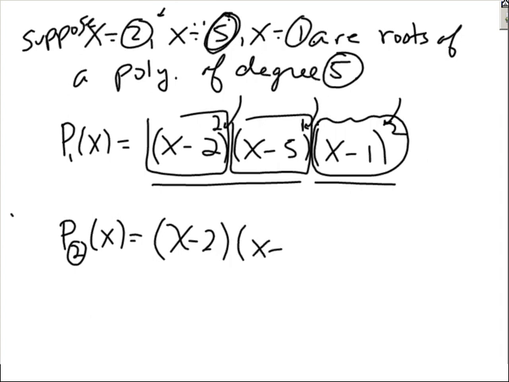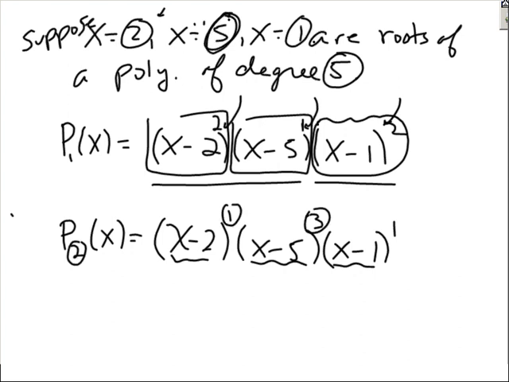It must have these bases, x minus 2, x minus 5, and x minus 1, and nothing more. But it can have them repeated. It can have x minus 5 repeated 3 times. Is it understood 1 here and understood 1 here? These powers add up to 5.